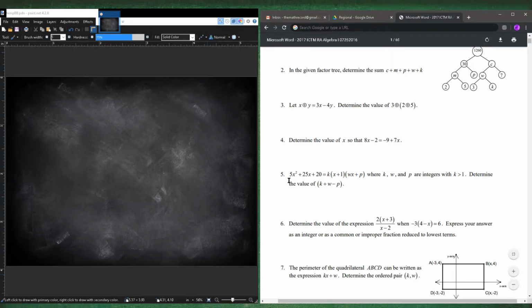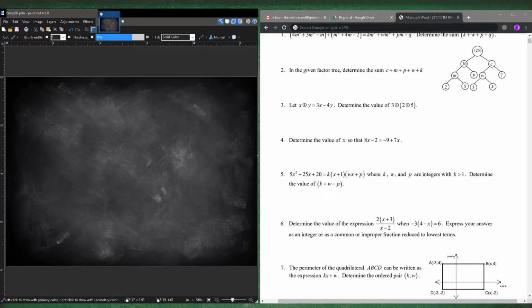Okay. Number 5. 5x squared plus 25x plus 20 is equal to k, and then x plus 1, and then wx plus p. So what we could do here is, since they expand this out, basically we just need to simplify or expand this out, and then we should get the answer, right? So what could we divide all of these terms by? We could divide by 5. So 5x squared divided by 5 is x squared. 25x divided by 5 is 5x. And 20 divided by 5 is 4. And we could split this up as x plus 4 and x plus 1, right?